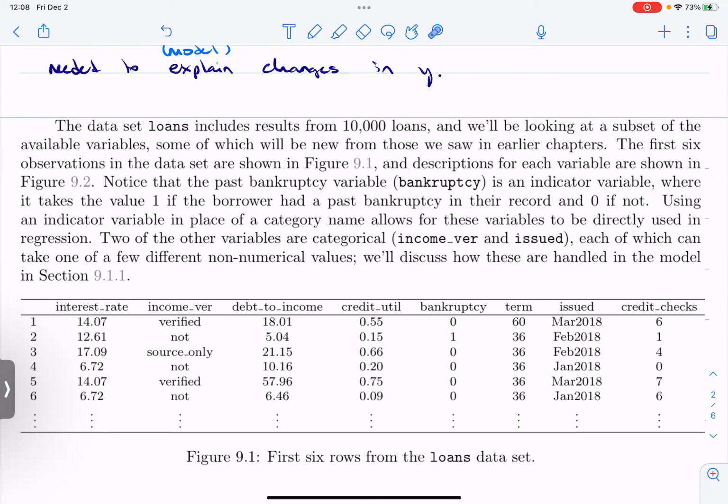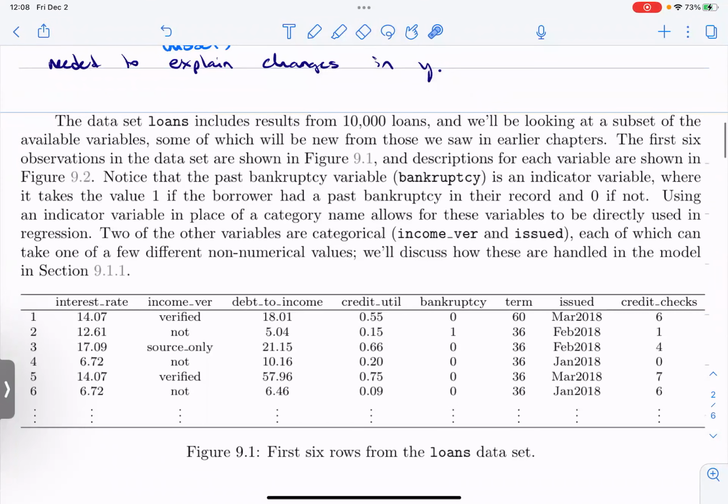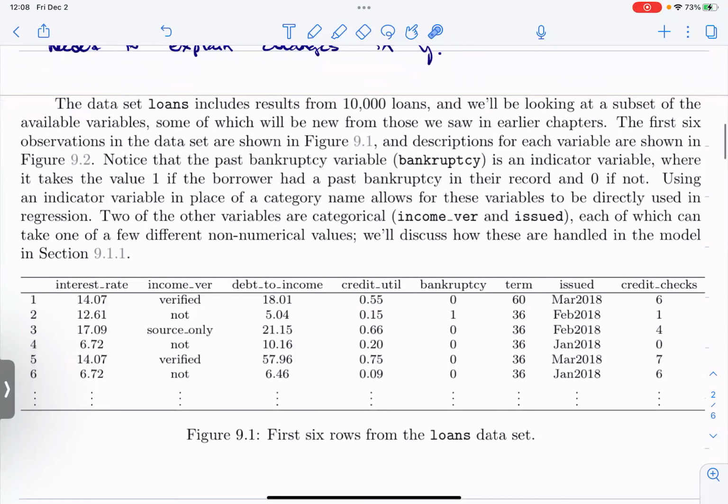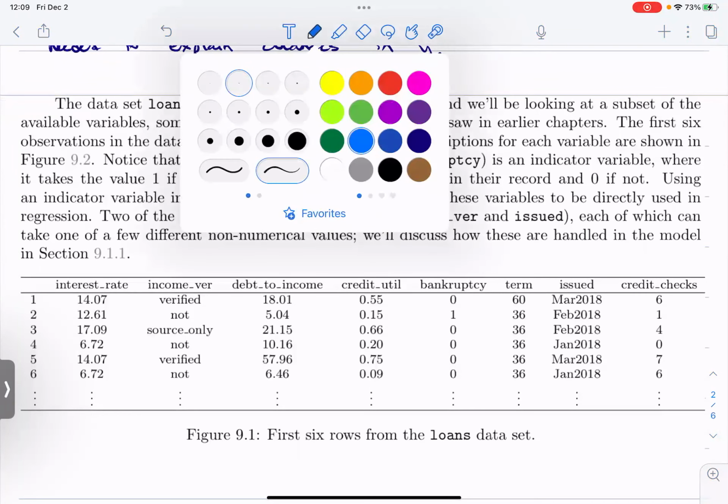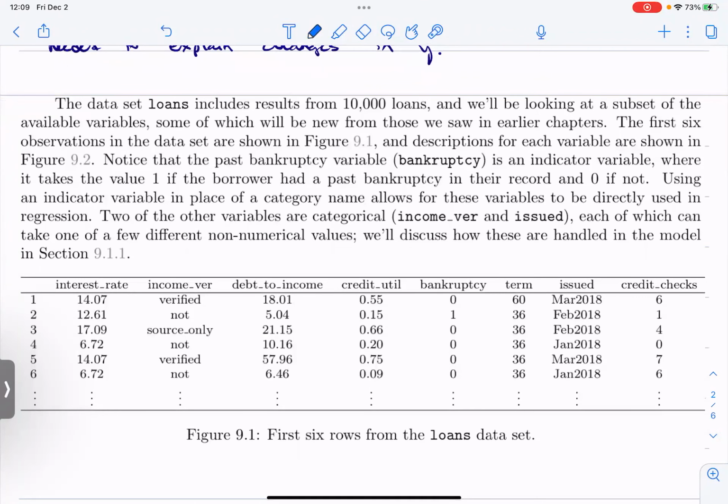But I'm just thinking if you wanted to link what we say here with what you're doing in 310. So we're focusing on things like the interest rate. In fact, we want to predict the interest rate given some information about the applicant. Some of the things that we are going to talk about are the income verification. So the interest rate is, of course, numerical.